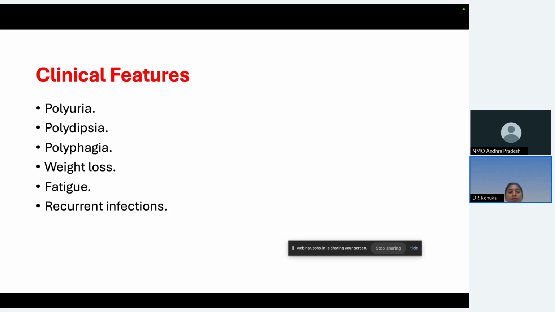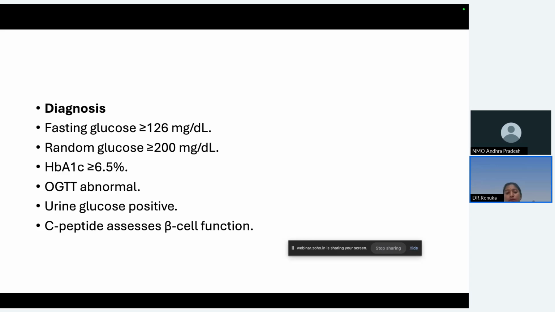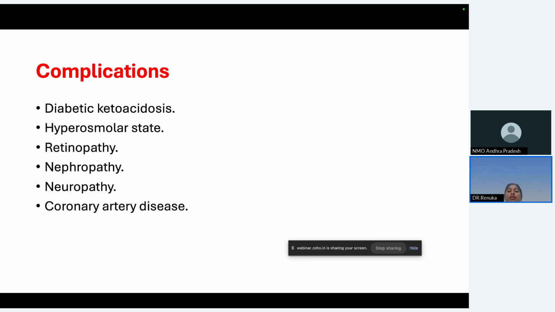Diagnosis: fasting glucose more than 126 mg/dL, random glucose more than 200 mg/dL, HbA1c more than 6.5%, and then the oral glucose tolerance test is abnormal, urine glucose positive, and C-peptide. We will assess C-peptide. Next, complications. What are the complications of long-term diabetes? Diabetic ketoacidosis, retinopathy, neuropathy, nephropathy, hyperosmolar state, and coronary artery disease.